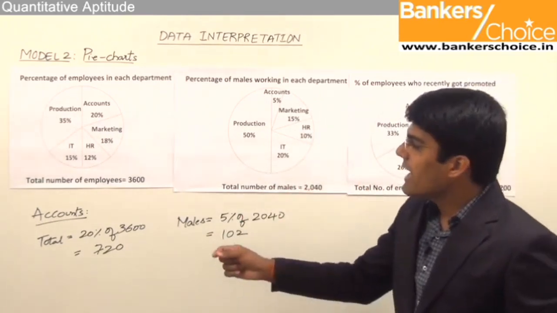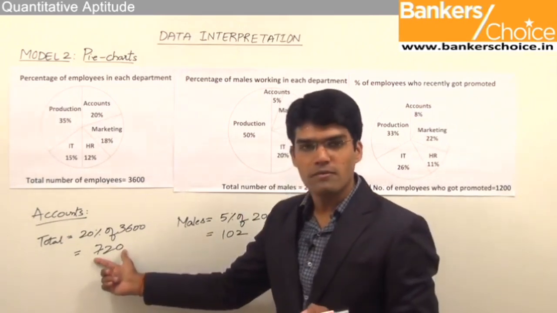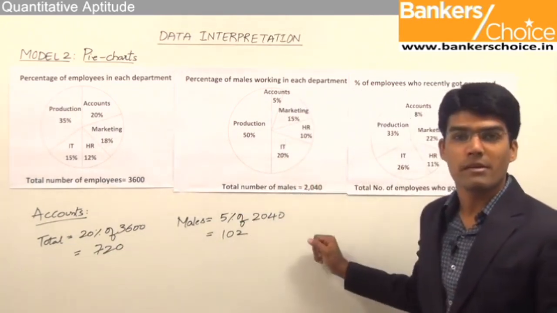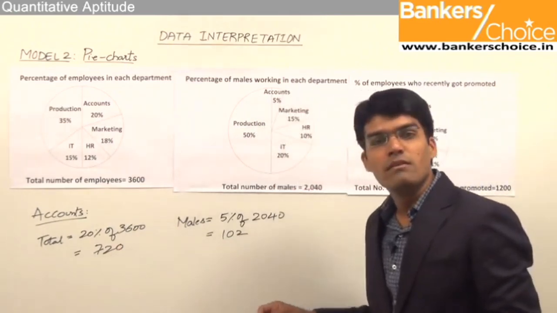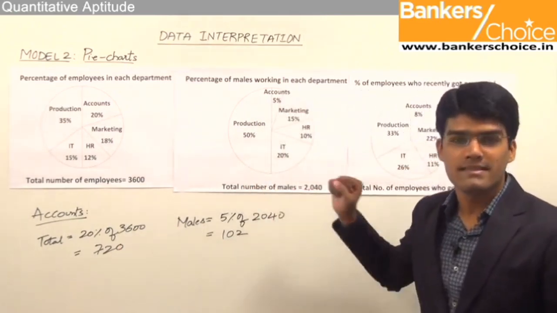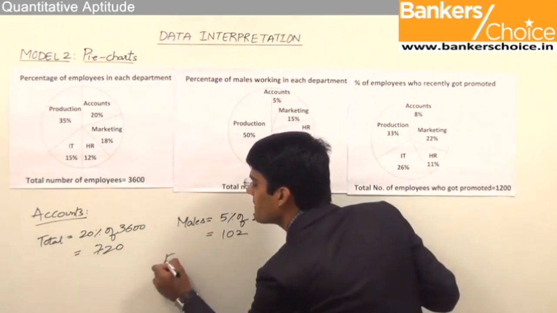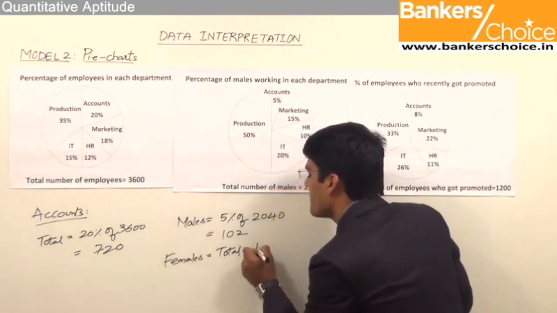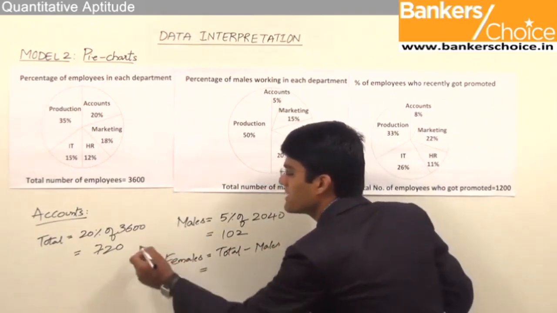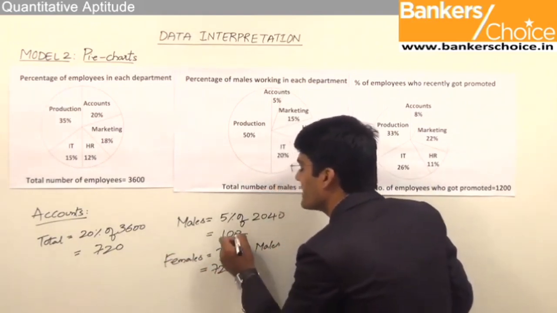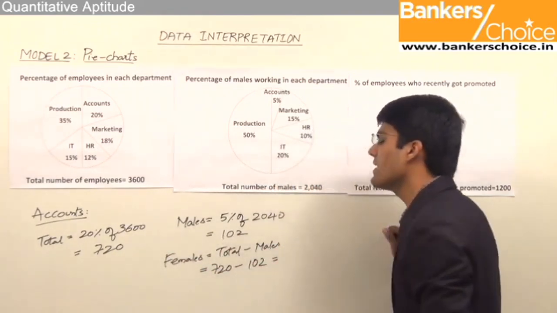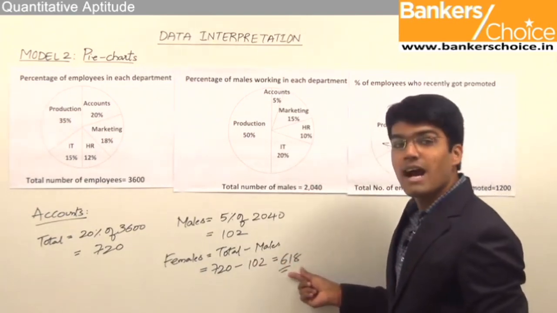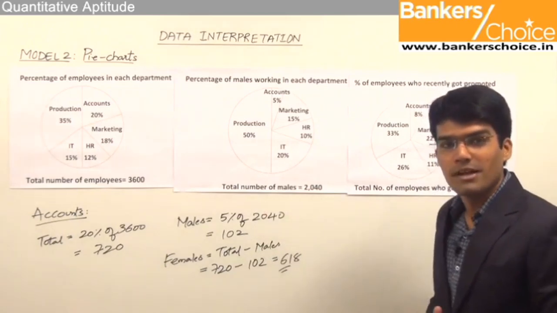Now, from the first pie chart, we know total number of employees in accounts department. And from the second pie chart, we know the number of male employees in accounts department. So if we take the difference of these two, we will get to know the number of females in the same department. So the females in the accounts department will be equal to total number of employees minus males. Now total number of employees here is 720 for accounts department, minus males is 102. Upon simplification, we get this as 618. So 618 are female employees in the accounts department.